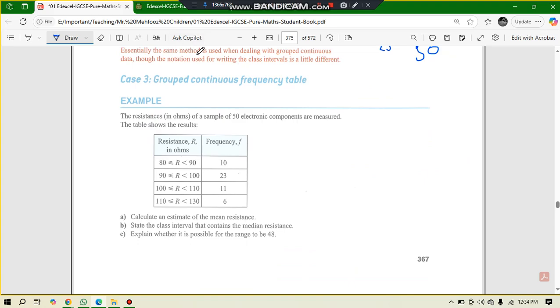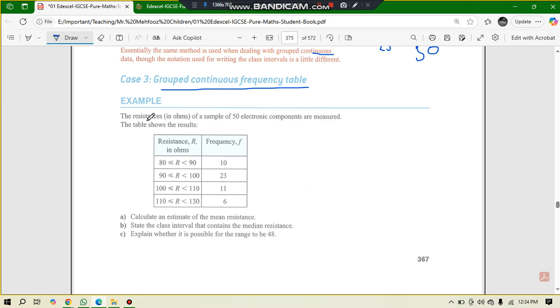Essentially the same method is used when dealing with grouped continuous data. Previously we were dealing with grouped discrete data. Now we deal with grouped continuous data, though the notation used for writing the class interval is a little different. So case 3 is the grouped continuous frequency. First is the ungrouped discrete frequency table, second is the grouped discrete frequency table, the third is the grouped continuous frequency table.